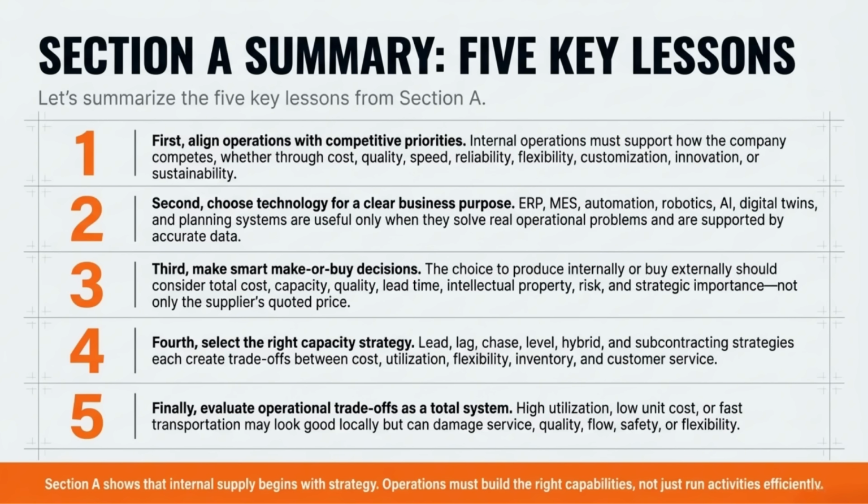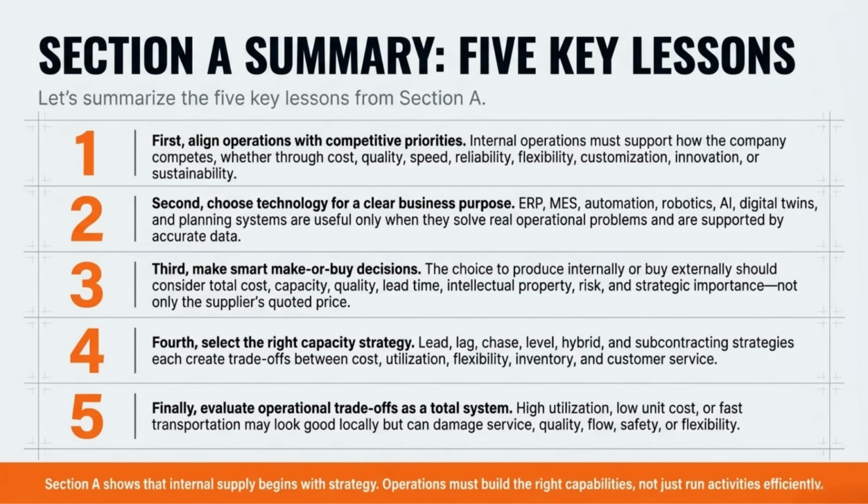First, align operations with competitive priorities. Internal operations must support how the company competes, whether through cost, quality, speed, reliability, customization, innovation, or sustainability. Second, choose technology for a clear business purpose. ERP, MES, automation, robotics, AI, digital twins, and planning systems are useful only when they solve real operational problems and are supported by accurate data.